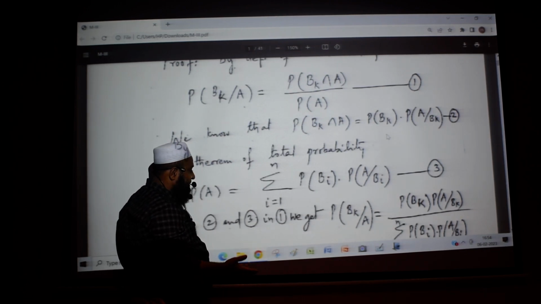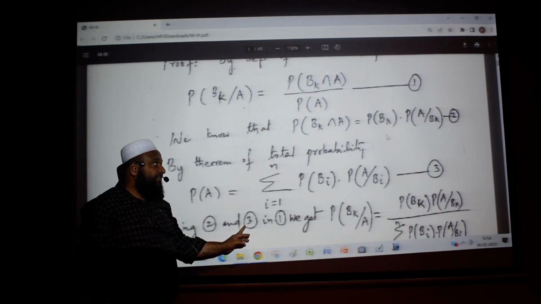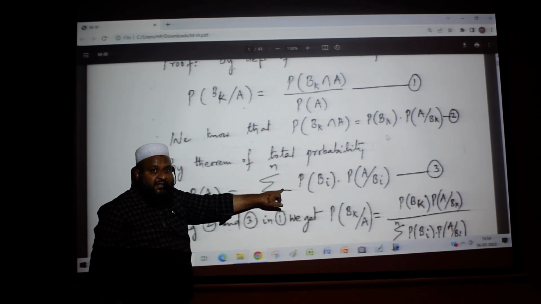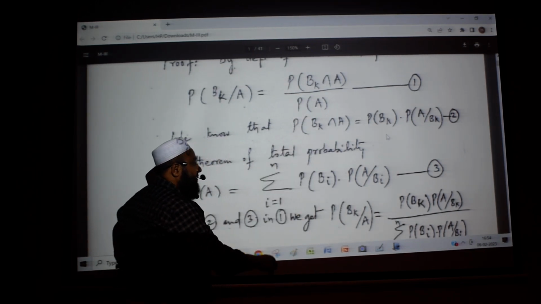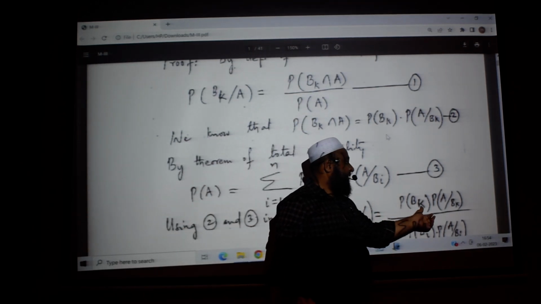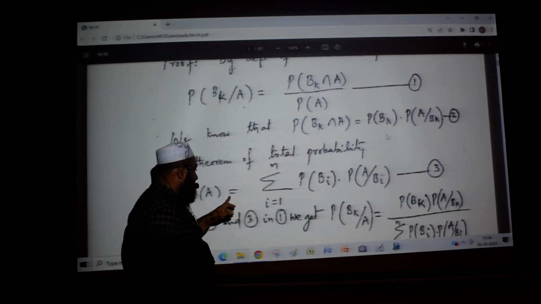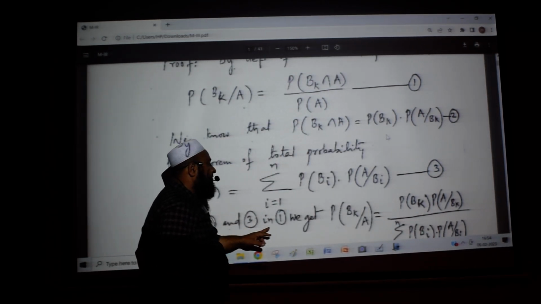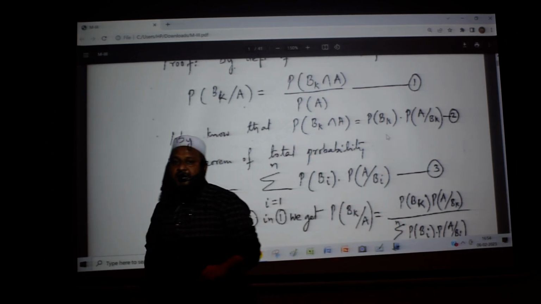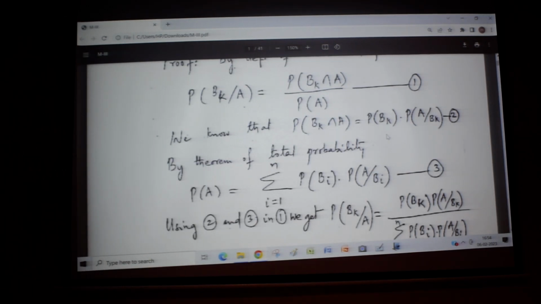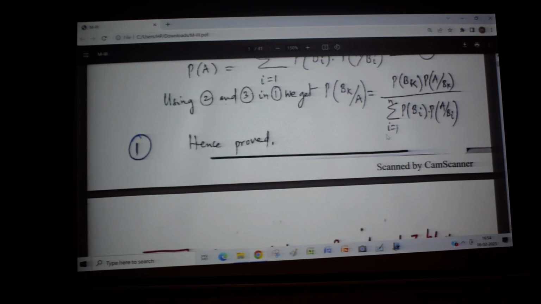What I am going to do is use the second one and third one, this one and this one, in number 1. So I will replace this one, I will get P of Bk into P of A by Bk, and instead of P of A which we have here, this P of A is nothing but this summation. That summation is substituted here. That is nothing but the end of the proof. So simple. Hence proved.